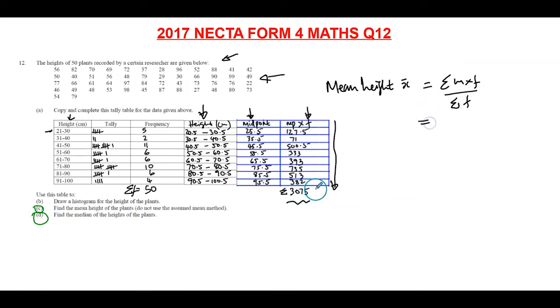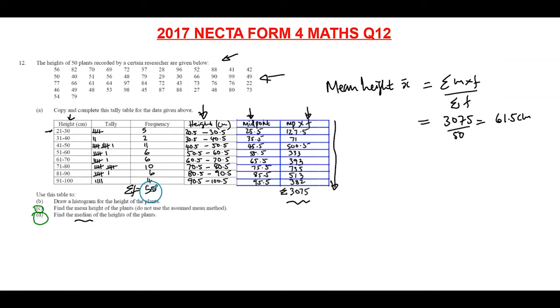Okay, so my total for that is 3075, divided by how many plants there are. There's 50 of them, and that will give me a mean height of 61.5 centimeters. Now let's do part D.